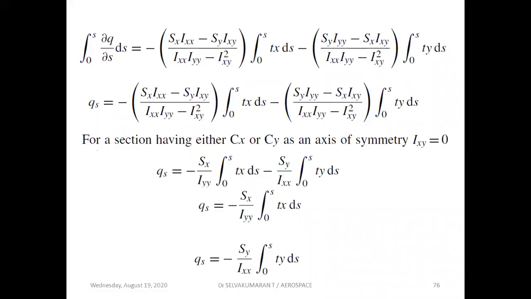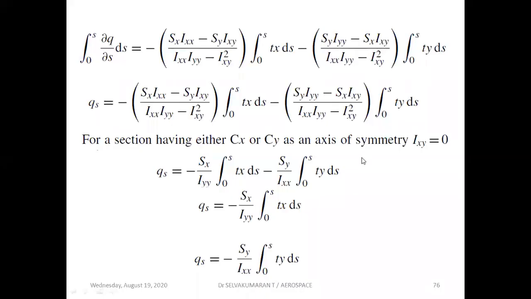If any section is symmetric about the x-axis or y-axis or both axes, we know very well from the last chapter that Ixy is 0. The product moment of inertia is 0. So if I plug Ixy equal to 0 into this expression, Qs is equal to this final resulting term, which is applicable for a symmetric section if Sy and Sx values are given.